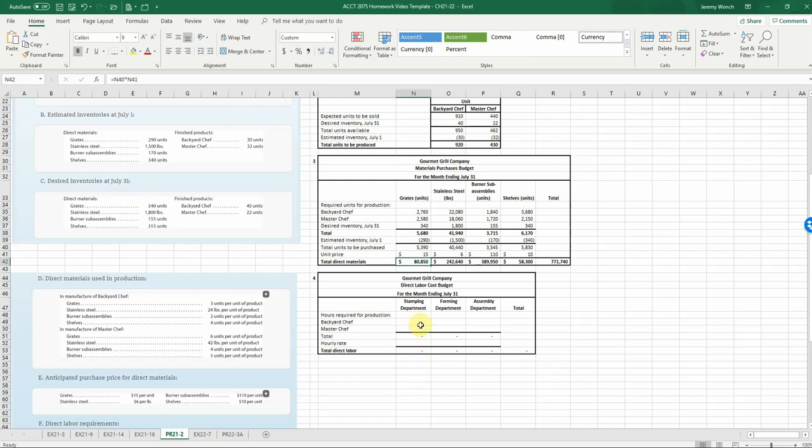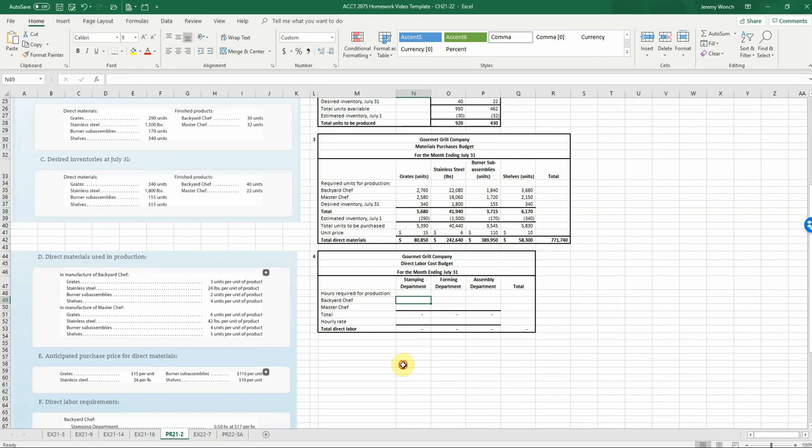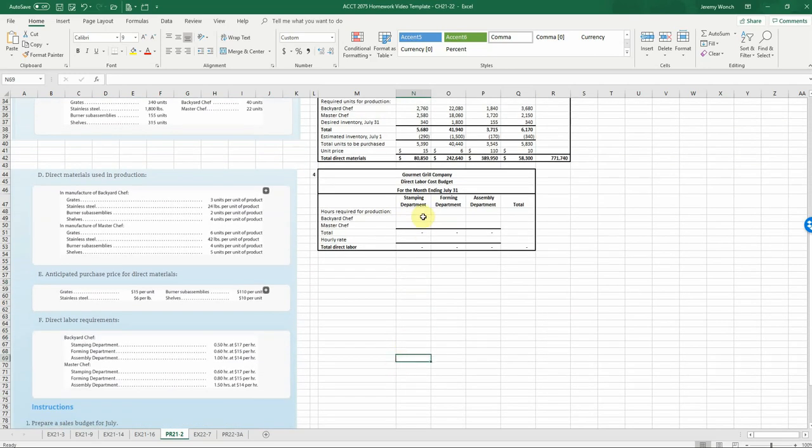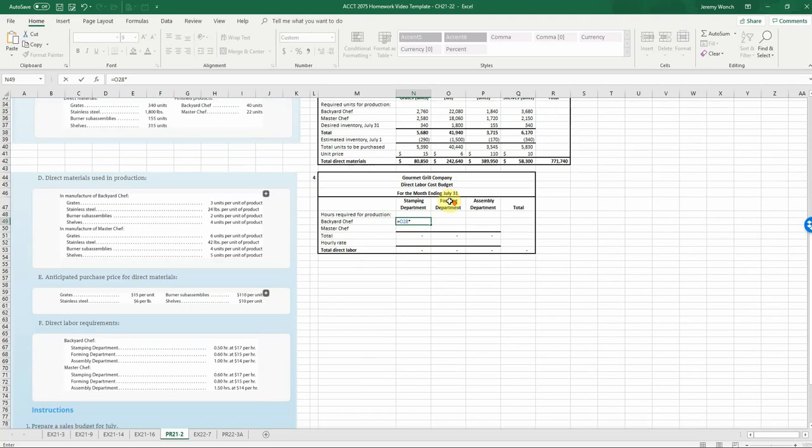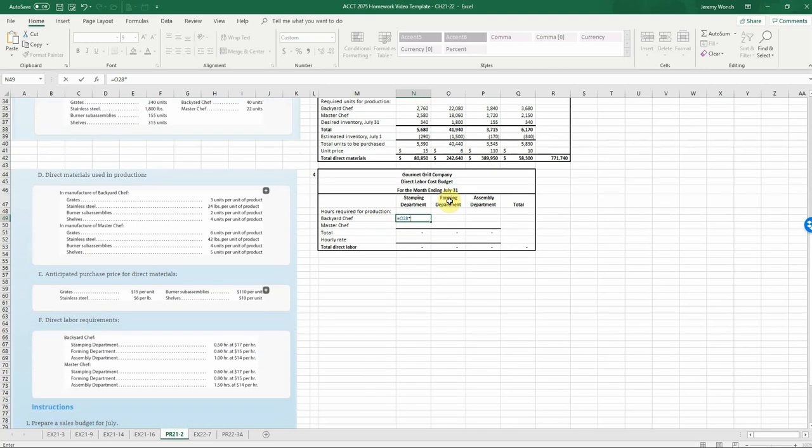And so for our direct labor cost budget, that's broken down by department. And so we have a stamping department, a forming, and an assembly department. All right, so the Backyard Chef, we're doing 920 units. And it takes, let's see, 0.5 hours for each one.